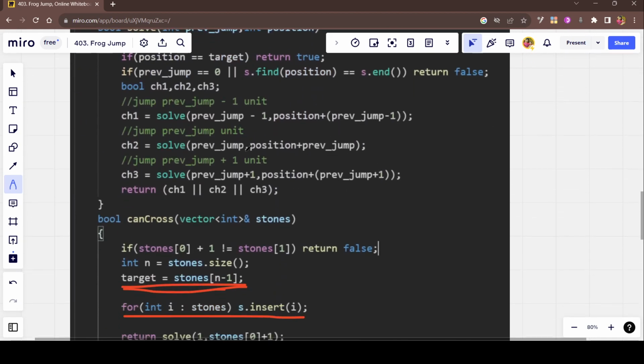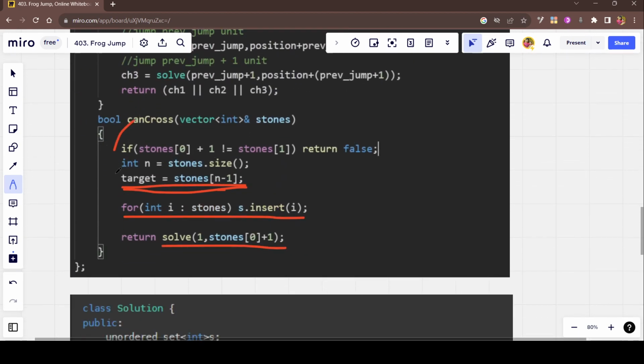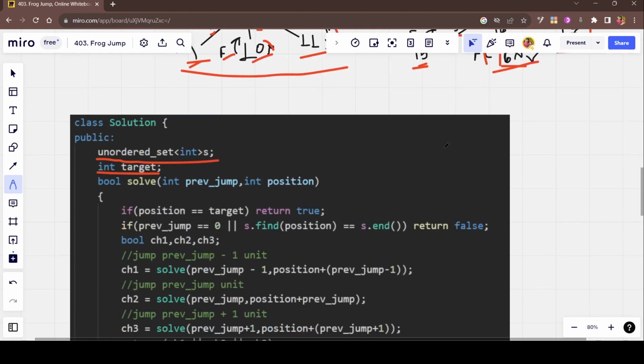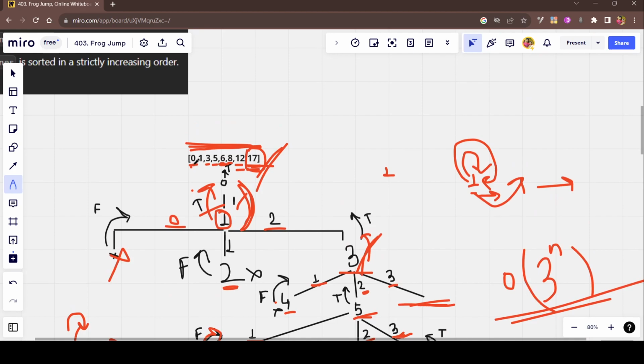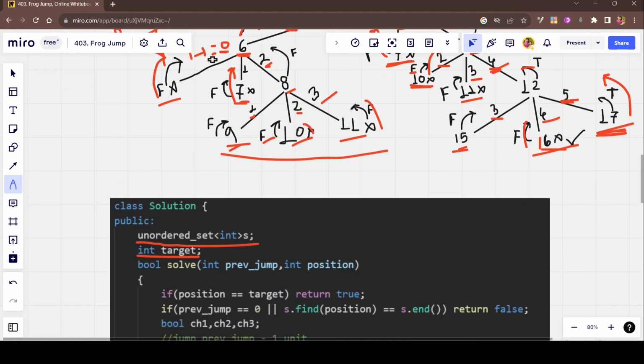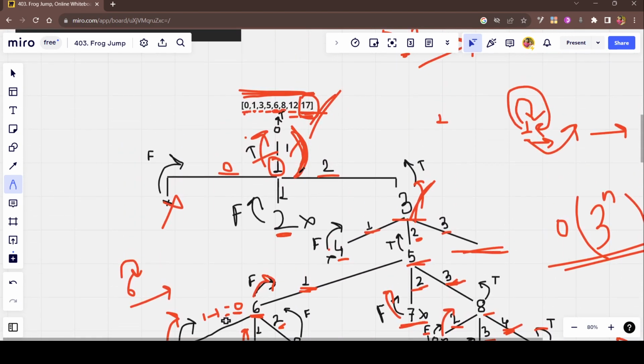How can we check? Using that line first. That means if stones of 0 plus 1 is not equal to stones of 1, that means if from the zeroth position, 0 plus 1 is not 1. Suppose I have 0 in the zeroth position and 2 in the first position. Is it possible? It is not valid, because 0 plus 1 is 1 and we have no stone in position 1. So we can eliminate it.